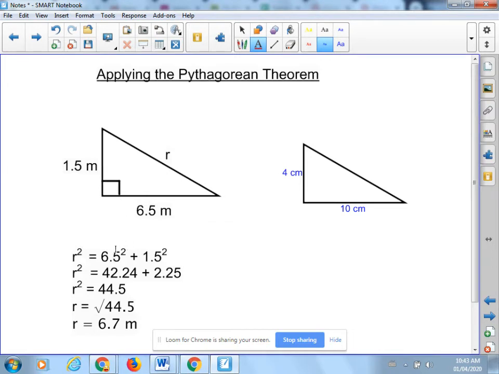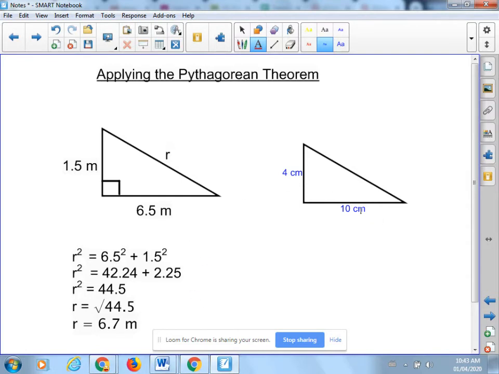So this becomes 6.5 squared plus 1.5 squared, which gives us 42.25 plus 2.25, which is 44.5. And the square root of 44.5 is 6.7 meters.